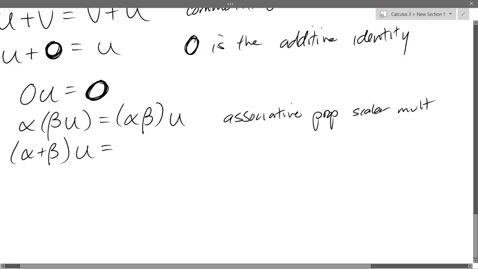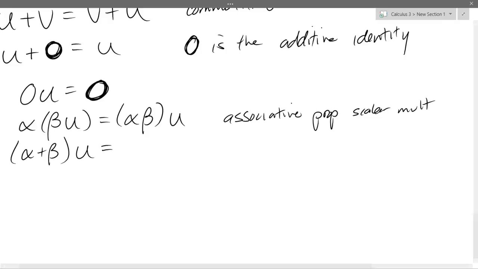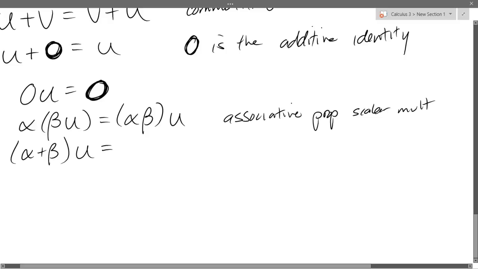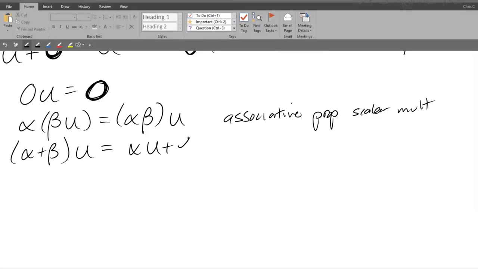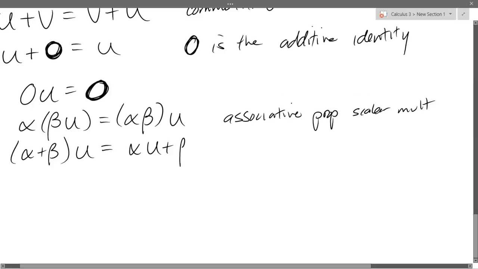So if you add alpha and beta together and then multiply that by u, there's a reason we call this scalar multiplication and addition. What property will we get when we multiply a sum into a product? So we get the distributive property. So this will be alpha u plus beta u. Distributive.